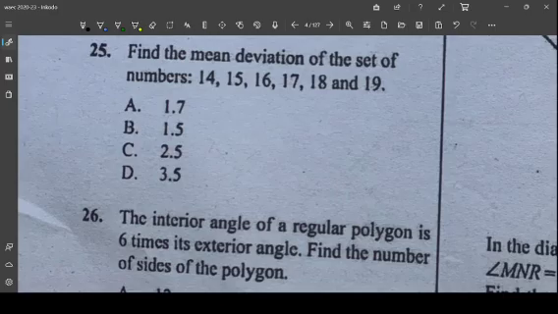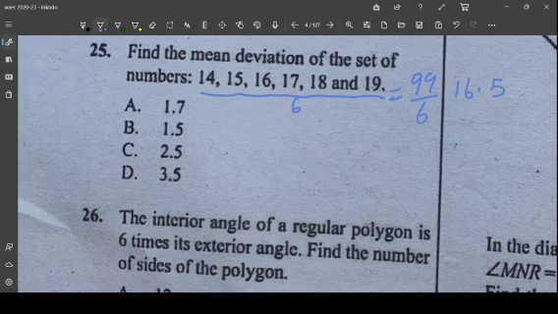All right. So what's the mean of these numbers? We are going to add up all these numbers. We are going to add up 14 plus 15 plus 16 plus 17 plus 18 plus 19 and divide it by 6 because there are 6 numbers here. So if you add up all these numbers, you're going to have 99 over 6. And what is 99 over 6? That's 16.5. So now we have the mean as 16.5.